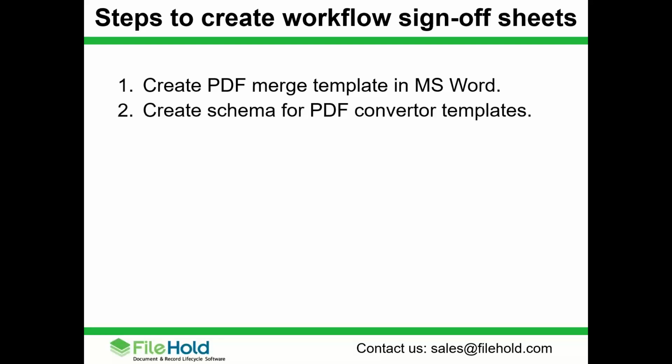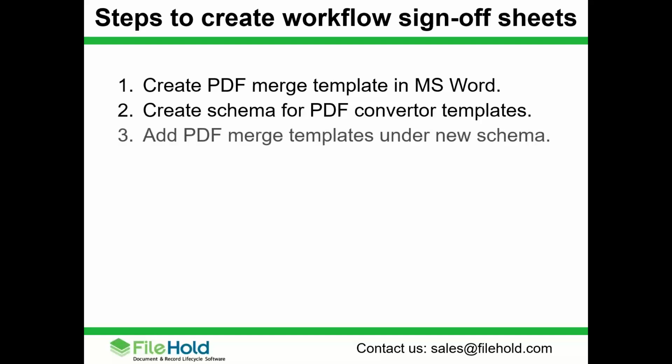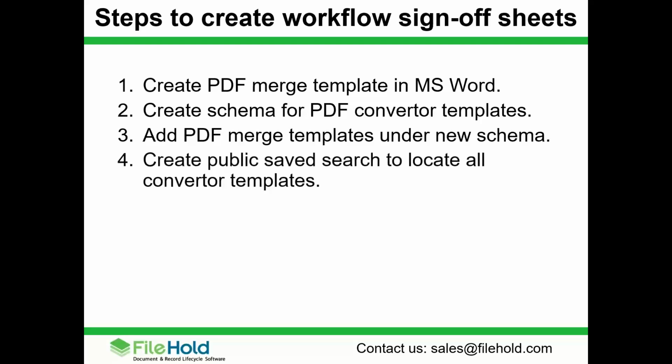We then need to create a schema for PDF converter templates. And I'm not sure if I've misspelled converter there or not, but just in case I have, I apologize for it. So when we create our schema for PDF converter templates, that's what we're going to use in order to apply this. It's going to be a dedicated schema. This is the only thing we're going to be using it for. We then need to add our PDF merge templates under this new schema. So we're going to be adding in our template or templates so we can apply different processes to different documents. We're then going to create a public save search to locate all of those converter templates.